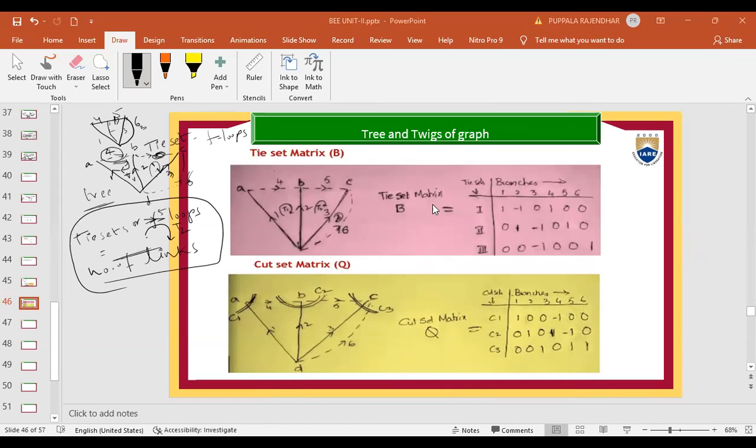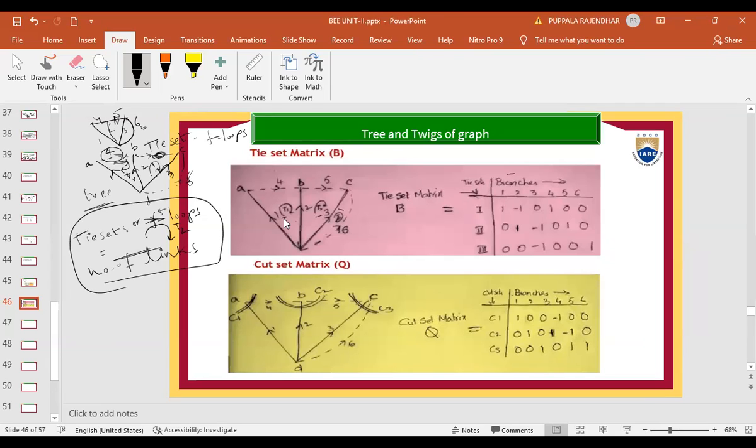Okay. Now, how many tie sets can we form here? That is equal to the number of links here. Okay, this is tie set 1, right? Tie set 2, this is tie set 3. Now we will form a matrix. Tie set by the number of branches. How many branches are we having? 1, 2, 3, 4, 5, 6.